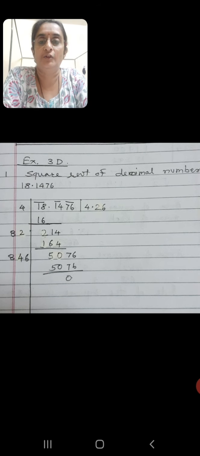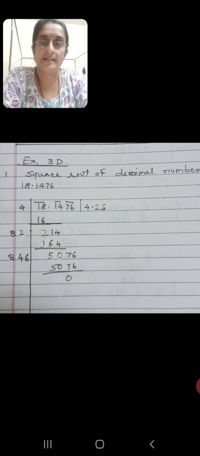Hello children. In the first three exercises of the lesson square root and cube root, we have learned how to find the square of a given number, and the square root of a number using prime factorization and the division method. In exercise 3D now, we are going to find the square root of a decimal number by the division method.